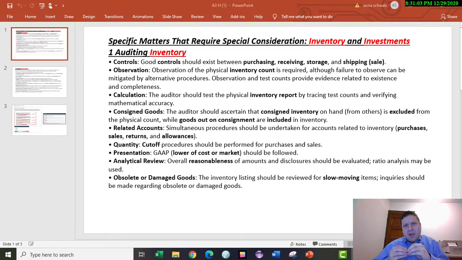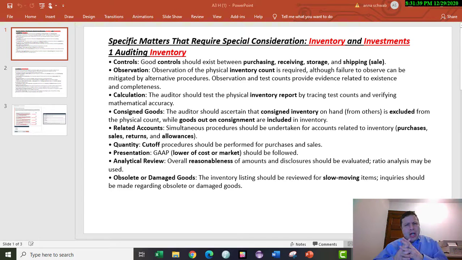Observation. Observation of the physical inventory count is required. That will give you evidence of existence and completeness. Calculation. You should test the physical inventory report, tracing test counts. So you trace for completeness, making sure all the inventory in the warehouse is showing up on the inventory report. And you should also verify mathematical accuracy.